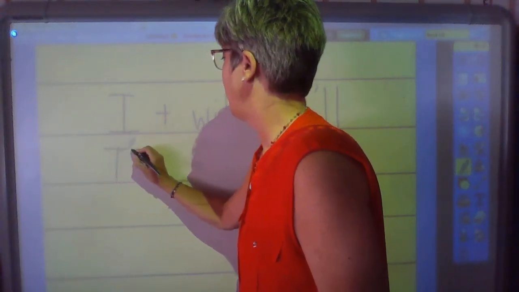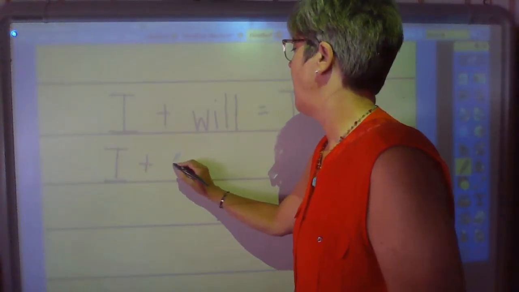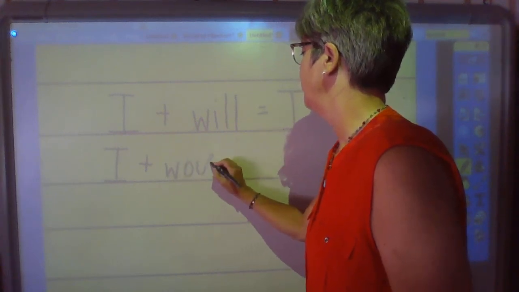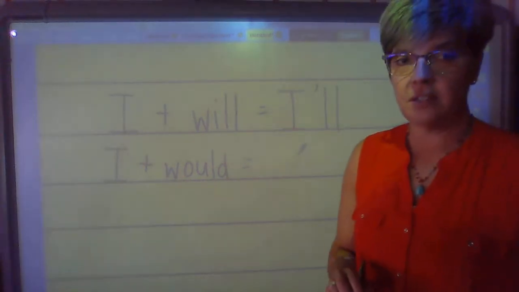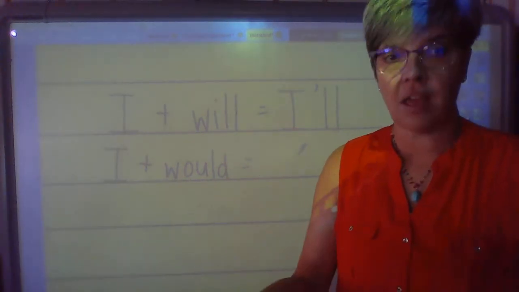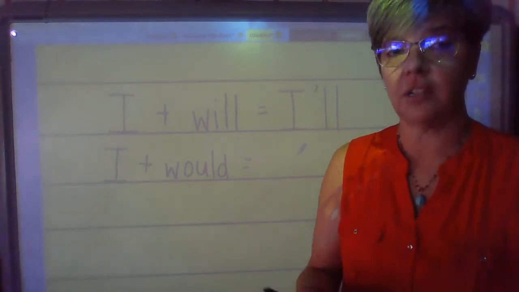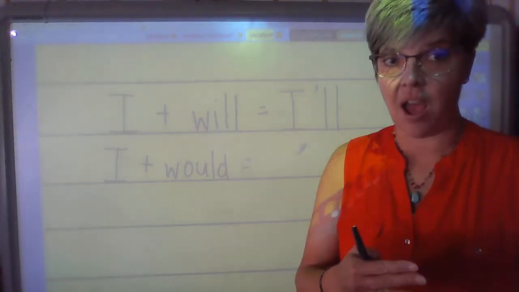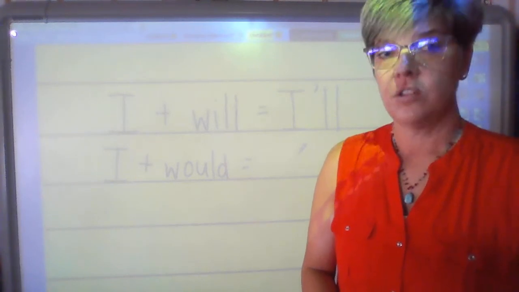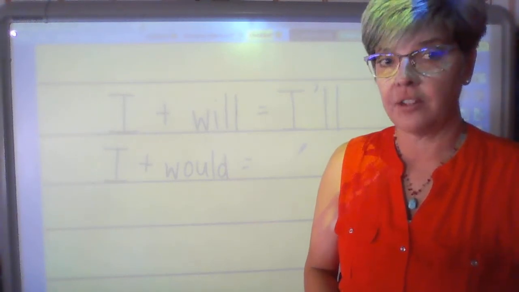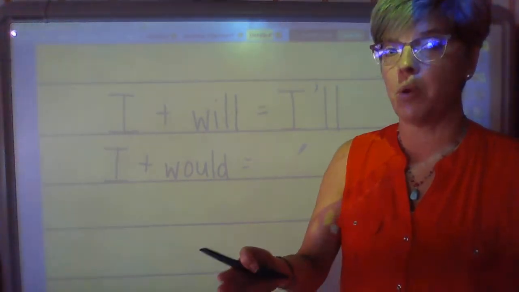This word is I, and we're going to add the word would. I plus would is going to equal a contraction. A sentence might sound like, I would love to come over to your house. Well, instead of saying that, you could take I and would, combine those two words to make the contraction I'd. So let's take a look at how we would write I'd. I would love to come over to your house. I'd love to come over to your house.